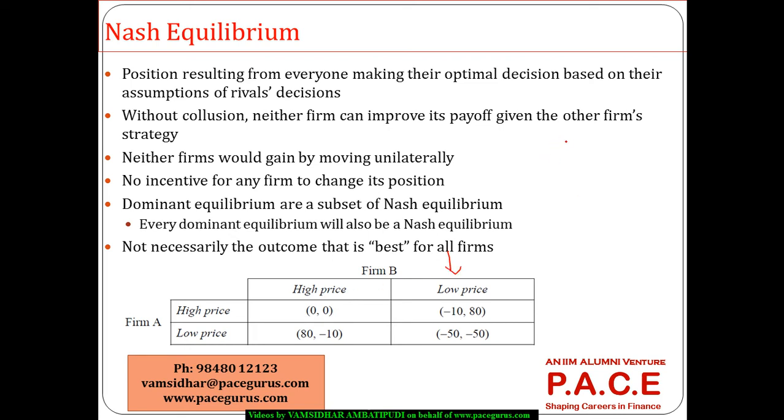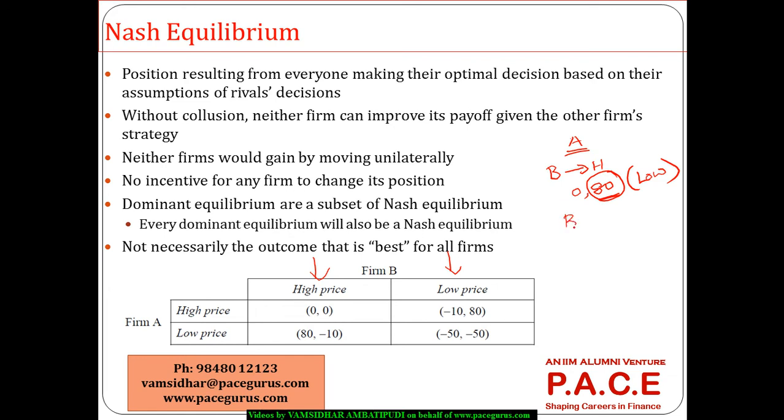Let's look at it from A's perspective first. Okay, B has set a high price. What are the payoffs for A? He'll get either 0 or 80. So the highest payoff is 80, which means if I go with a Maxi Min kind of approach, whatever it is, initially when he is setting a low, he is getting a high payoff.